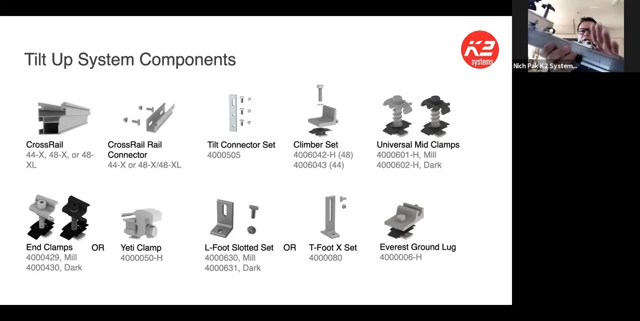Last but not least, our grounding lug right here. This is a K2 Systems grounding lug. So we optimized this for our product, and you guys should see these at your distributors, or if you're not already installing them. So that's a quick rundown on some of the components with the CrossRail system.